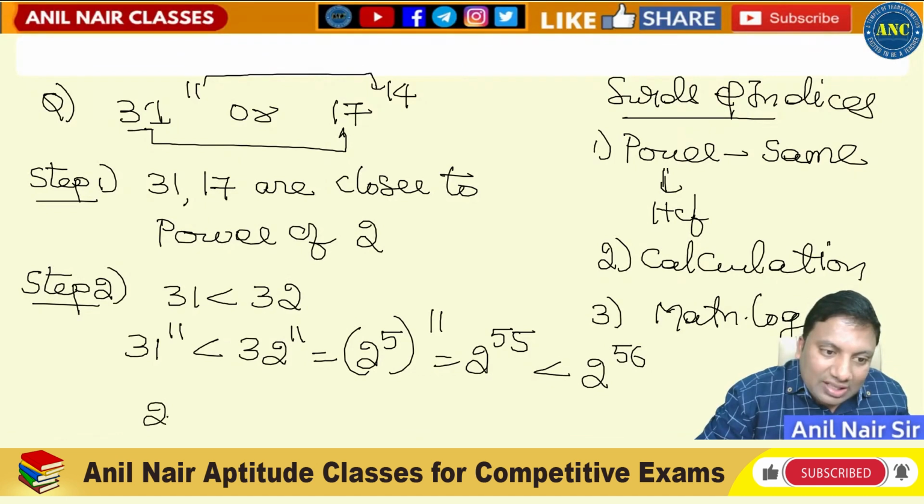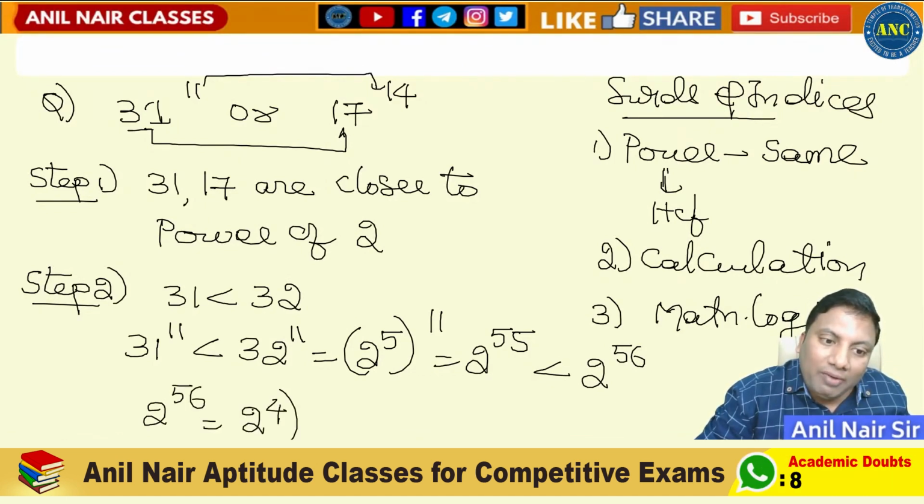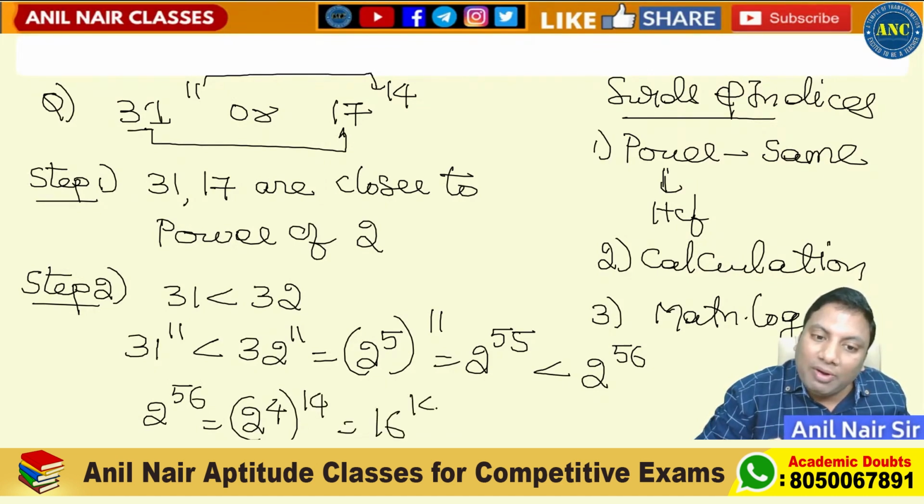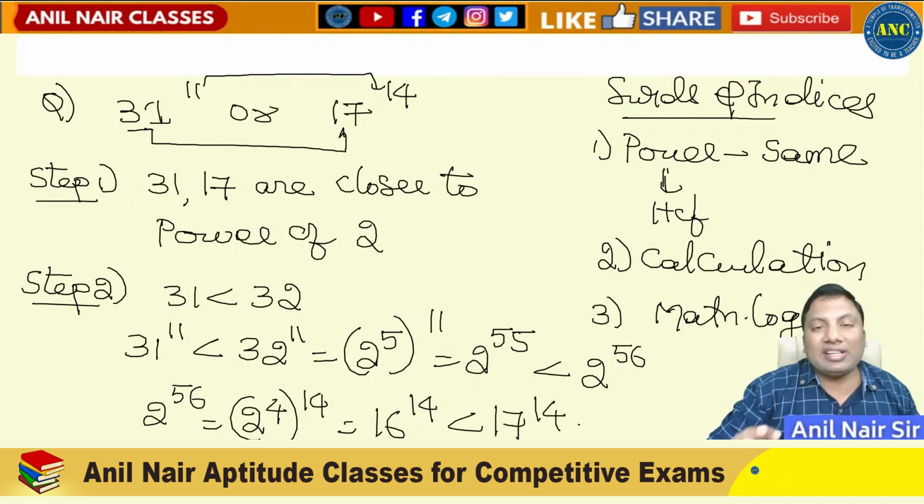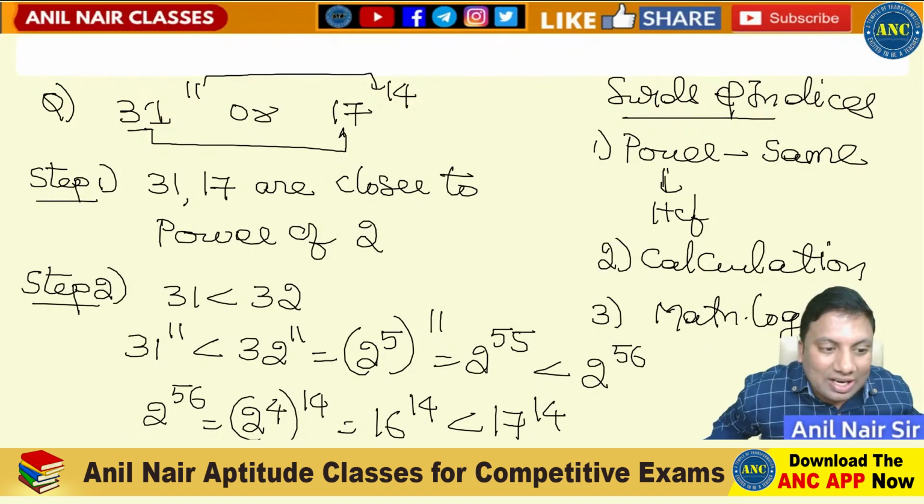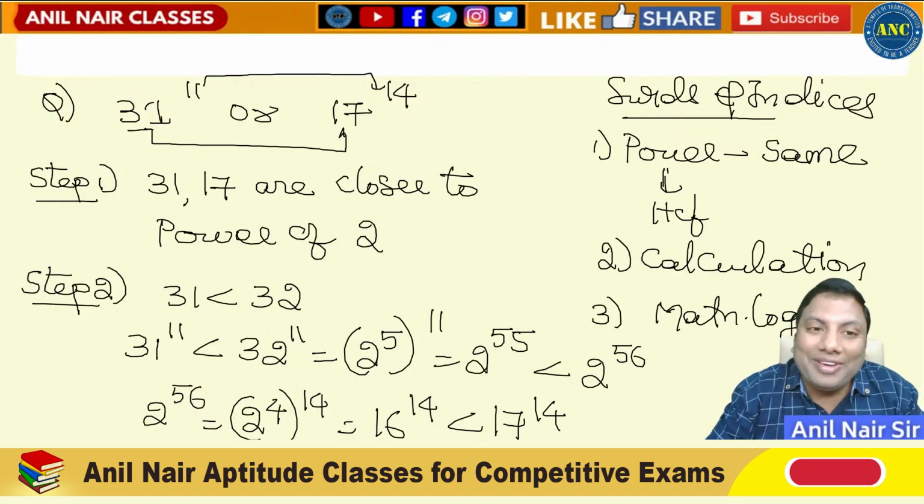2 power 56 is 2 power 4 power 14. 2 power 4 is 16. 16 power 14. 16 is less than 17. Very, very interesting concept, where what am I doing? I am checking the base values. Some very interesting questions today we are going to solve.